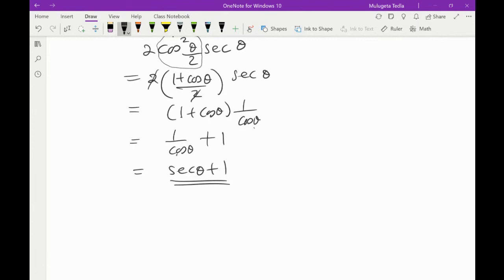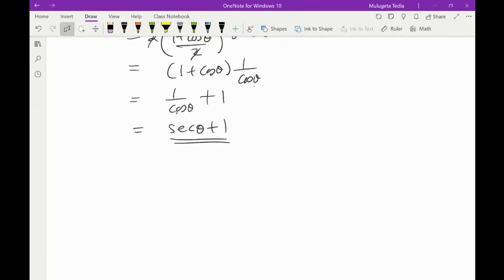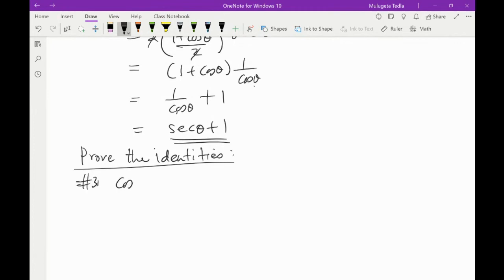I want to do some proofs. So from 29 to 32, prove the identities. So prove cos of theta over 2, this is number 30. Cos of theta over 2 equal to sine theta over 2 sine theta over 2. Yeah, that's what it is.